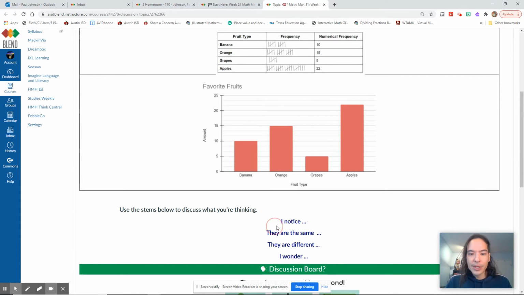So I noticed there are two different representations of categorical data. There's one, there's the other. This is a frequency table.